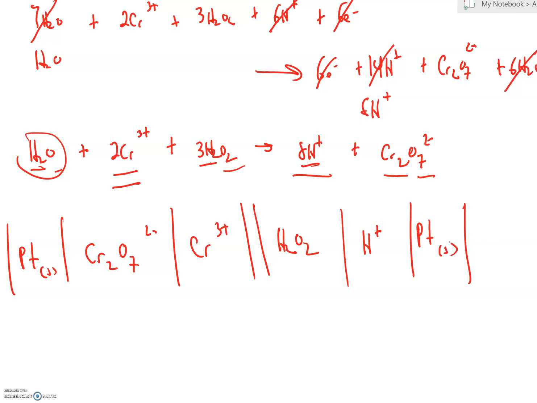So here is our cell diagram. The electrons are going from the anode side to the cathode side.